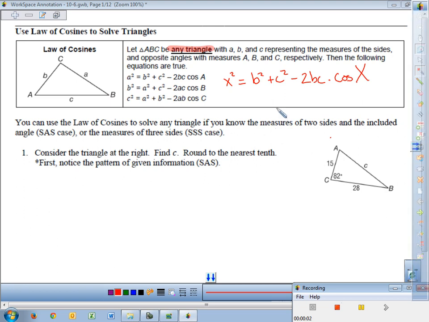Alright, this is 10.6 in Advanced Algebra 2. Today, Law of Cosines. The Law of Cosines, this is really what it says right here. Any triangle you can do it with. You don't have to have a right triangle. It works on right triangles, but it says all of this stuff right here where A, B, and C. Remember, big A is your vertex, little a is the side across from it, and etc.